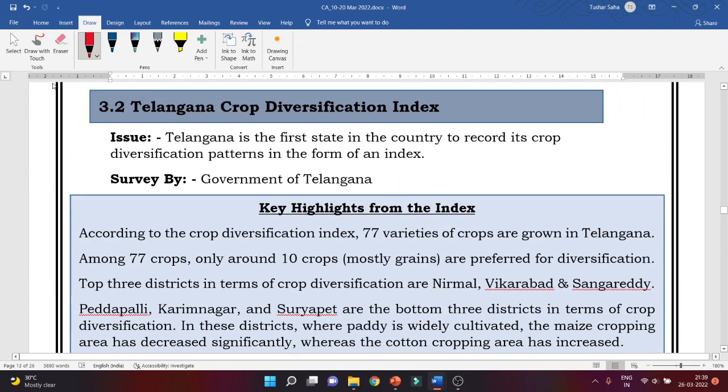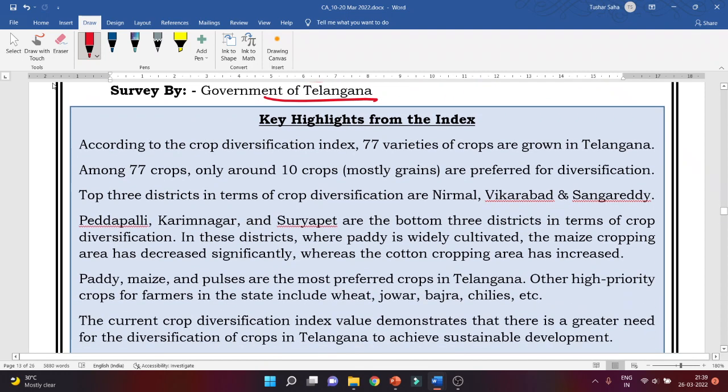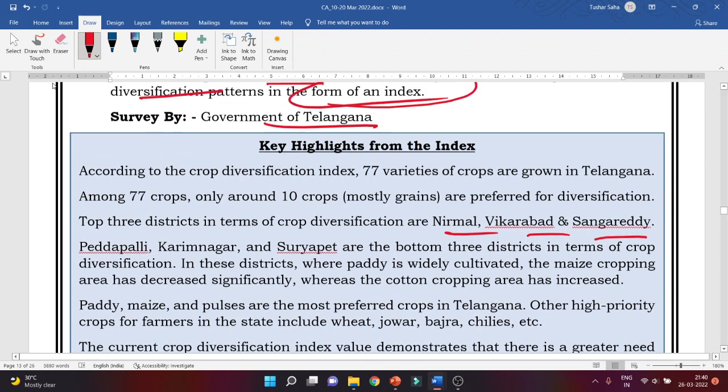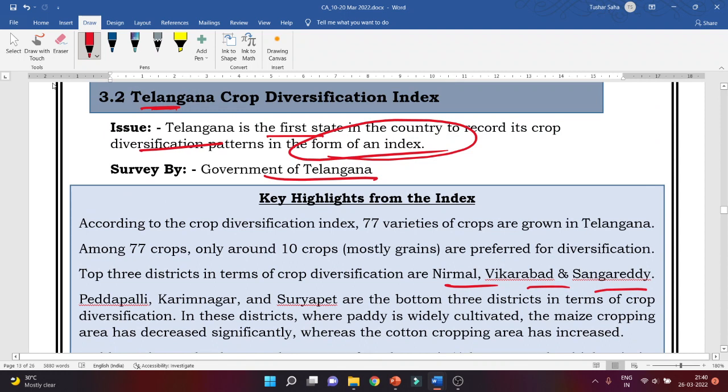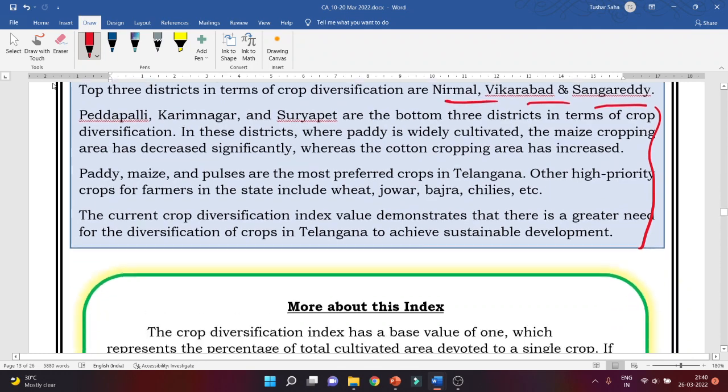Okay, let's move forward. Telangana Crop Diversification Index. Look, this is news from a state, but it is very important because it is the first of its kind where the crop diversification pattern has been brought out in public in the form of an index by the Government of Telangana. Now, which are the top three districts? This kind of data is not important for RBI, but what you should know is that this is the first such data brought out by the Government of Telangana, and according to it, 77 varieties of crop are grown in Telangana. The rest you can go through two times, that would be enough.